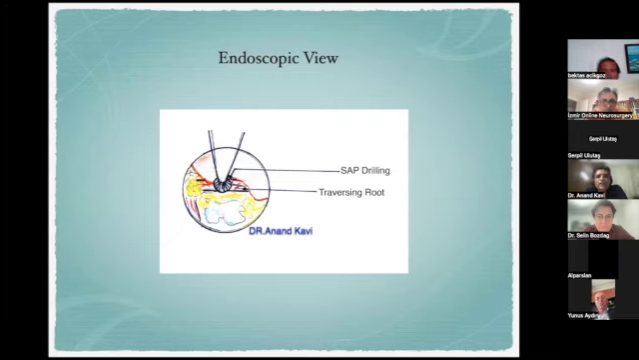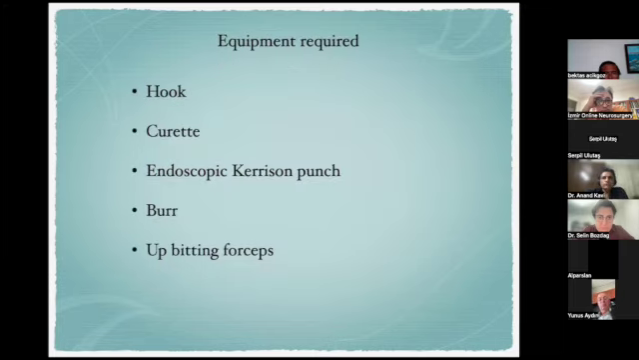Now, this is a schematic diagram of the endoscopic view. So we actually land just underneath the facet joint between the two roots in the Kambin's triangle. We identify the roots, and then we start drilling the tip of the superior articular process to reach that lateral spread of ligamentum flavum and do the decompression.